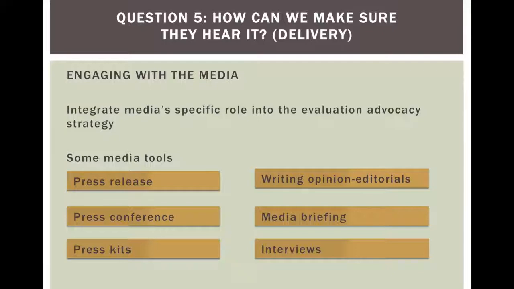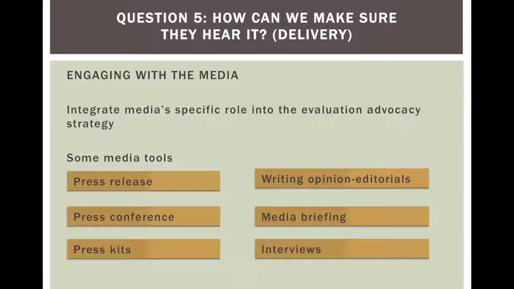The media can also put direct pressure on a government to use evidence in policy making by placing it in the spotlight. It can shape the nature of debates, generate action, and influence governments to increase demand for evaluation, both directly and through its power to influence and mobilize opinion. For these reasons, the specific role of the media in achieving advocacy goals should be clearly integrated into the evaluation advocacy strategy. In engaging with the media, there are several tools that you can use.